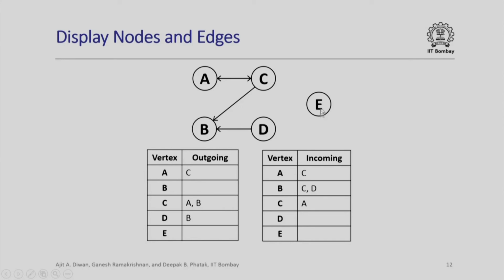Consider, for example, that we have this graph now after editing or modifications. We should be able to write a display portion of a program which would be able to display, for example, vertices and all outgoing edges. If you look at this graph, A to C there is an outgoing edge, there is no outgoing edge from B, there is an outgoing edge from C to A and B, there is an outgoing edge from D to B, and there is no outgoing edge from E. So, this will be a representation of the display of the vertices and outgoing edges.